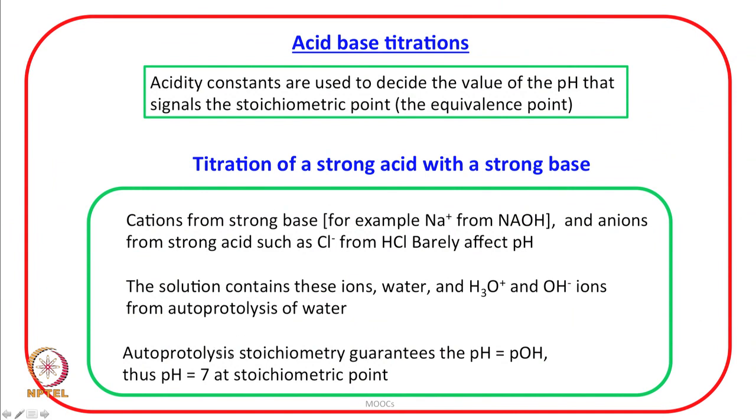Autoprotolysis stoichiometry in this case guarantees that pH is equal to pOH. That means, when we are titrating a strong acid with a strong base at equivalence point, pH will be equal to pOH, and that means pH we are talking about is equal to 7 at the stoichiometric point. And as I said, the stoichiometric point I am referring to as equivalence point.